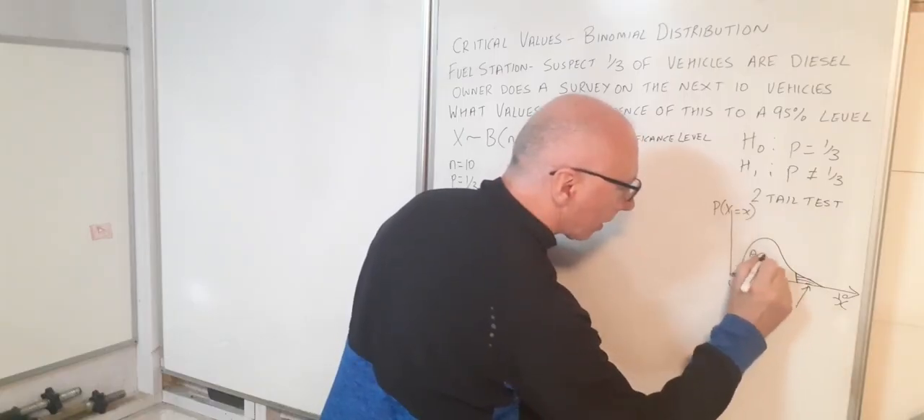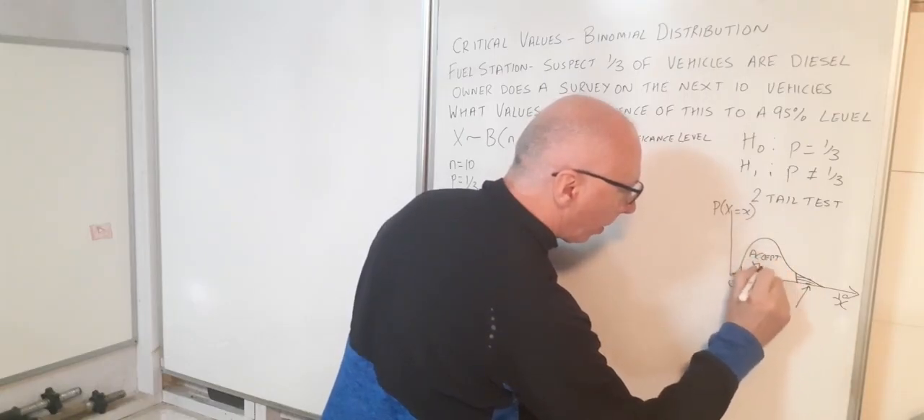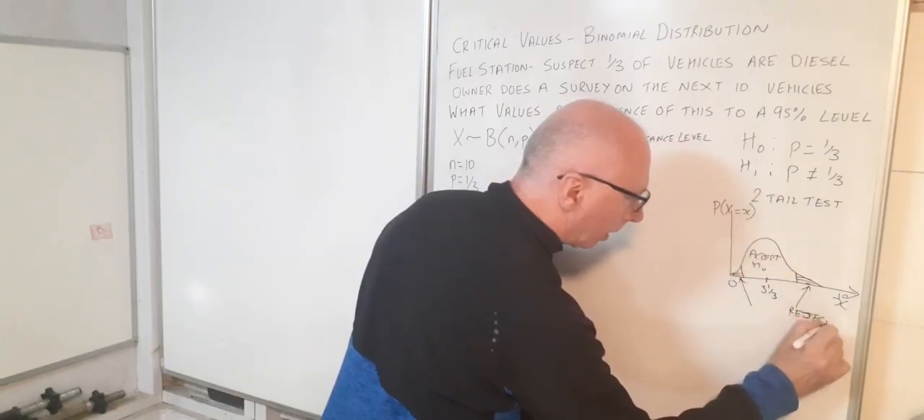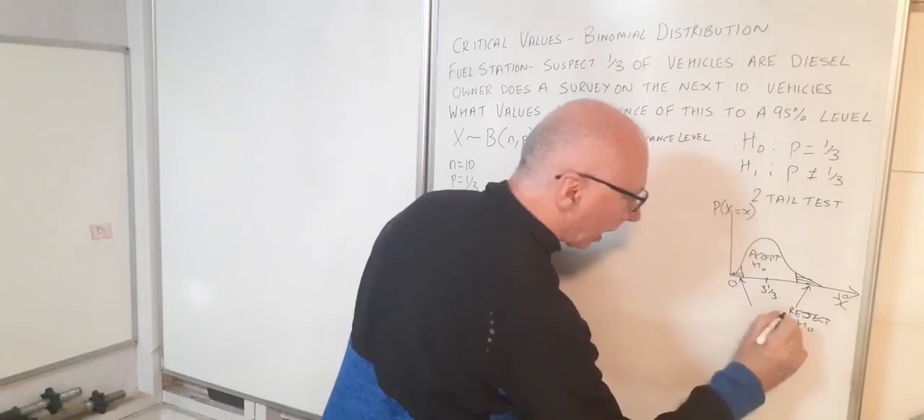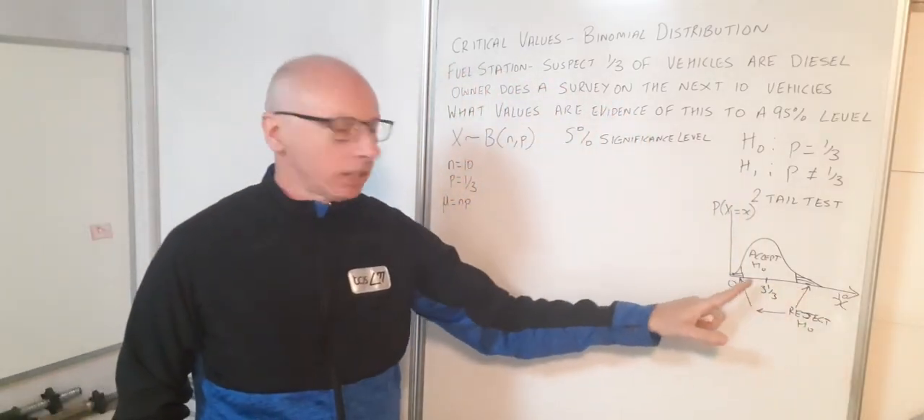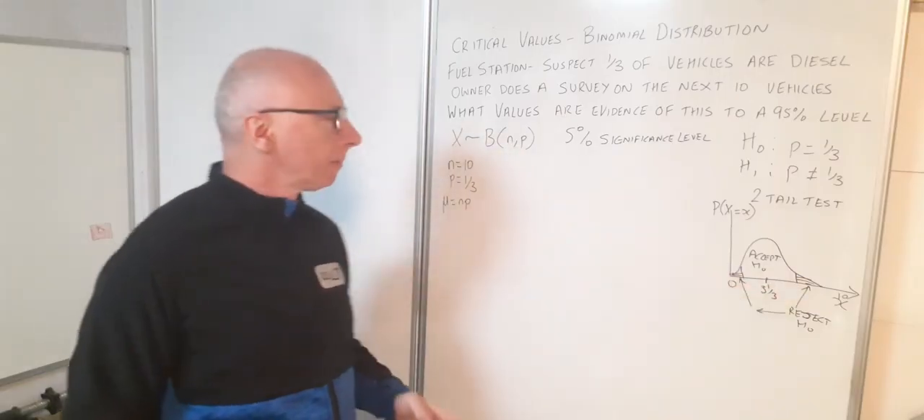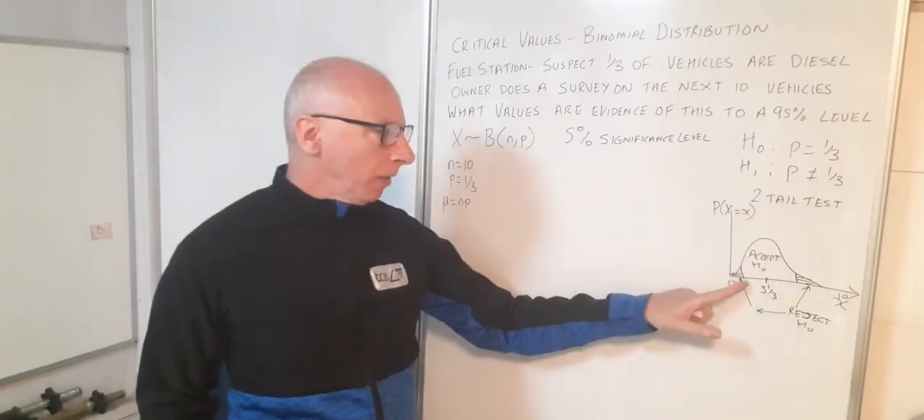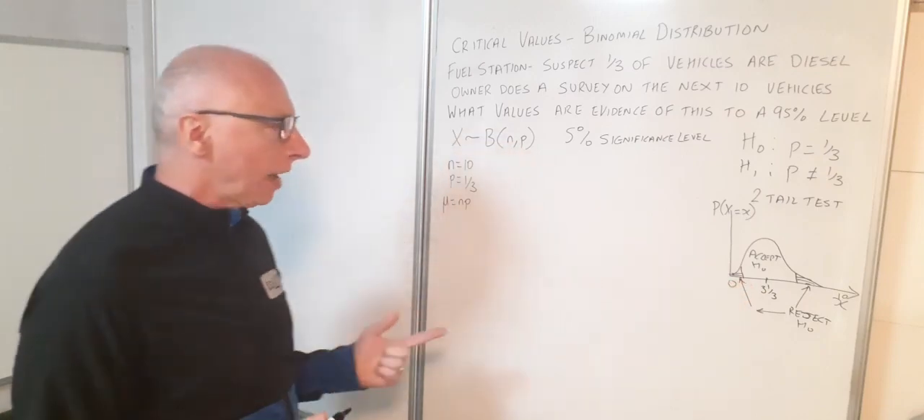So here we've got accept the null hypothesis. Here we reject the null hypothesis, and the same here as well. So we want to know what values of x this line falls in. So what we need to do is work out a number for the lower end tail. So let's work out that first.